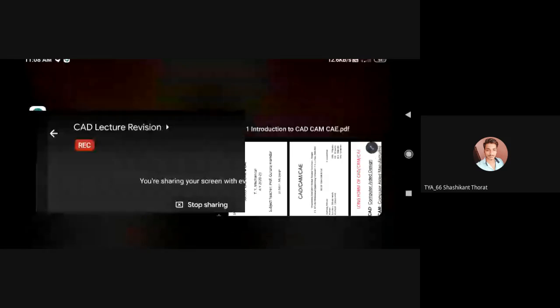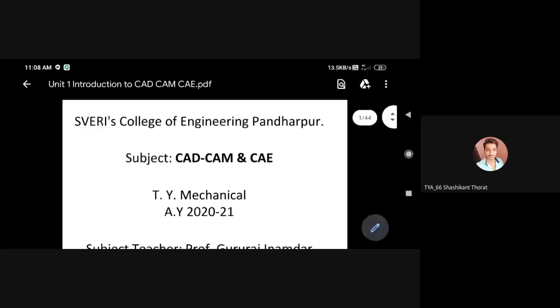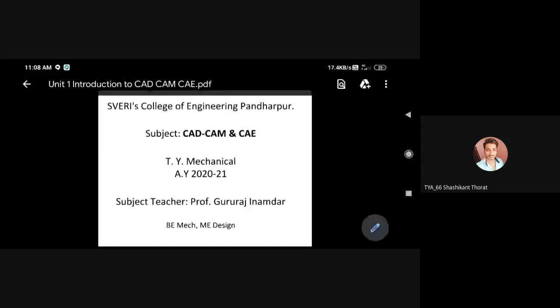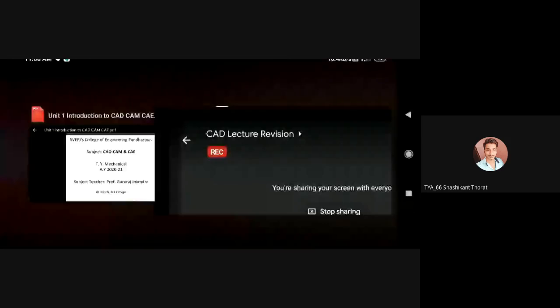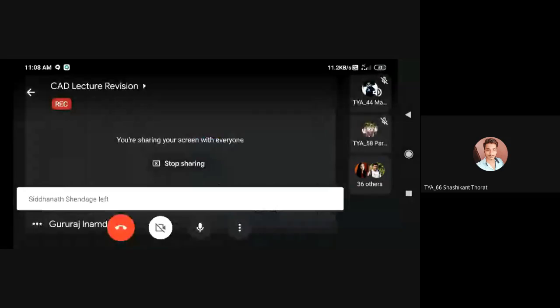So we are starting chapter number one right now. First, about the subject: our subject is the curriculum CAD CAM subject for academic year 2021. Hopefully our exam will be there in December. Due to the exam circular of the university, we have started the revision so that you can be prepared for the examination.